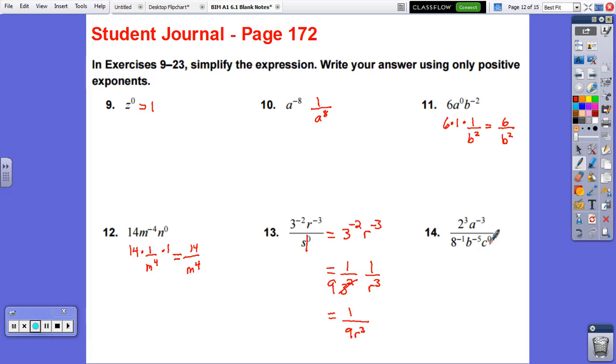Once again, just take your time on these. They get a little more complicated, but it's not terrible. C to the 0 is just 1, so that can go away. 2 cubed is 8, so you have an 8 right there. Now, think about this. The negative 3 pushes the a to the bottom, so that's going to move down here, a cubed. The 8 to the negative 1 is going to push it to the top, so it's going to be 8 to the 1 power. The b to the negative 5 will also push it to the top and be b to the 5th. So we come out with 8 times 8, which is 64, b to the 5th, over a cubed.